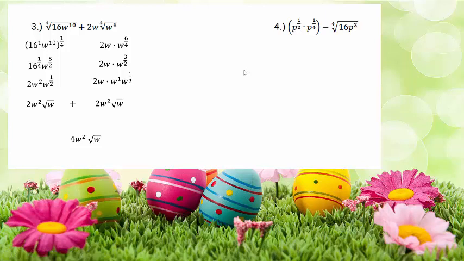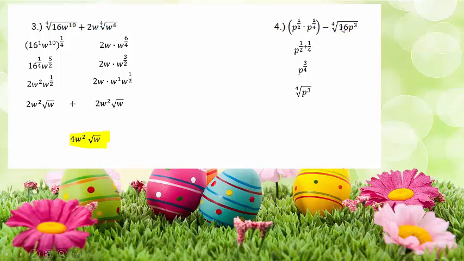When we tackle number 4, the first thing I'm going to do is address the parentheses. Instead of writing p twice, we can just write it once and add the exponents. So if we do 1/2 plus 1/4, we'll get 3/4. Because 3/4 is reduced and it's a proper fraction, we can go ahead and change that to the 4th root of p cubed.